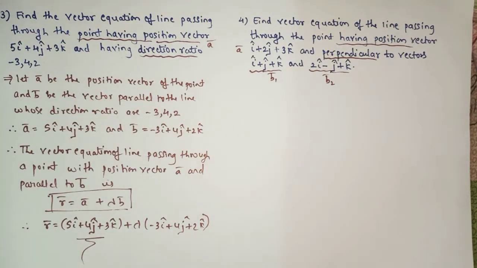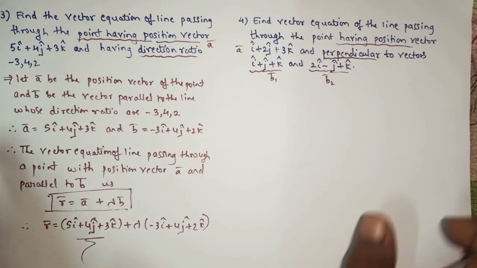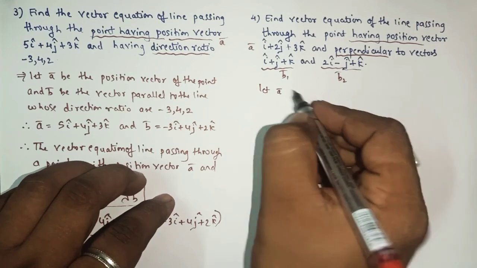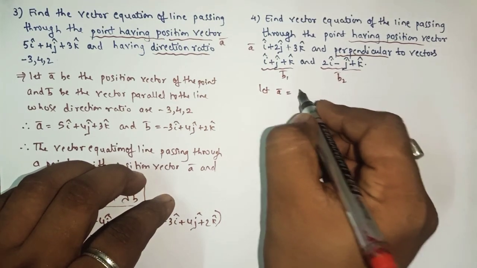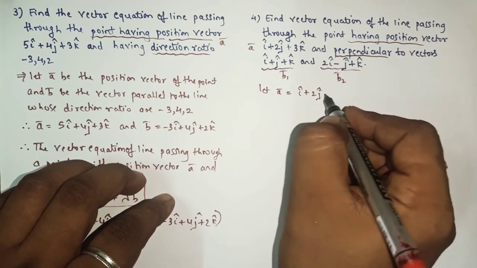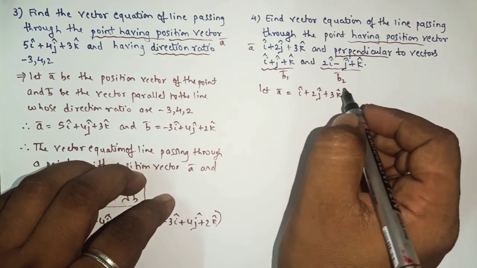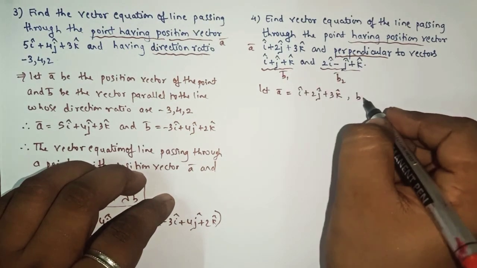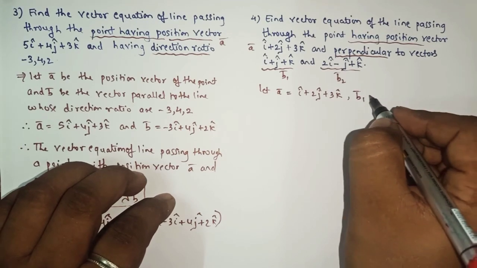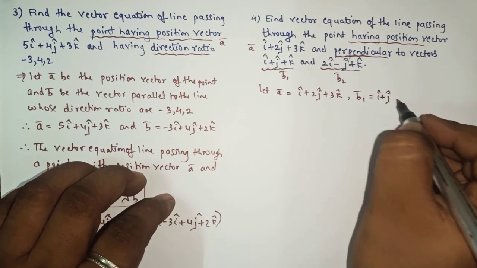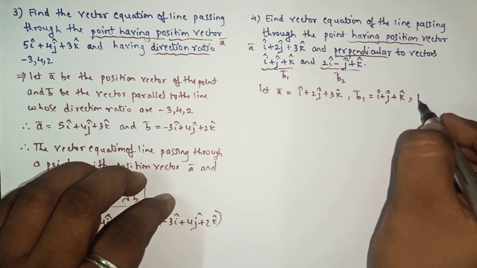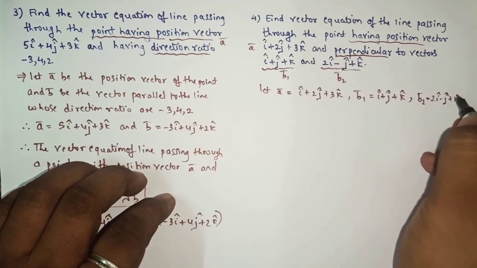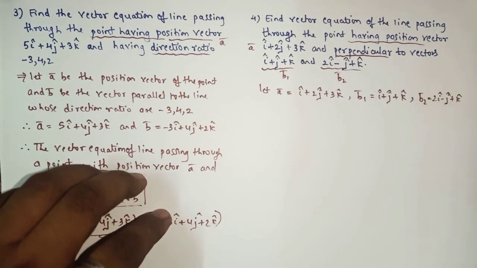Okay, so we'll write the statement as: let a bar equal i plus 2j plus 3k. We'll take the two given vectors that it is perpendicular to as b1 and b2. b1 as i plus j plus k, b2 as 2i minus j plus k.